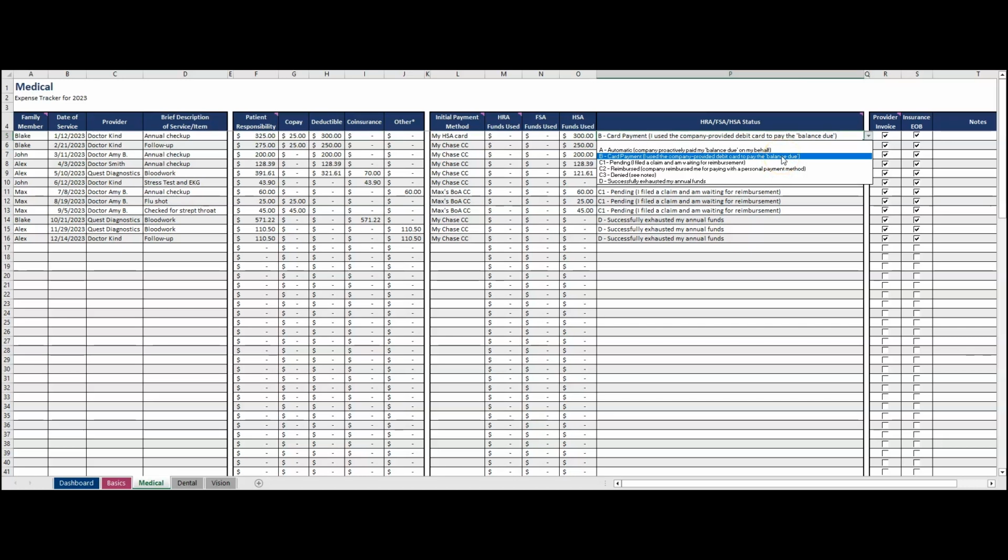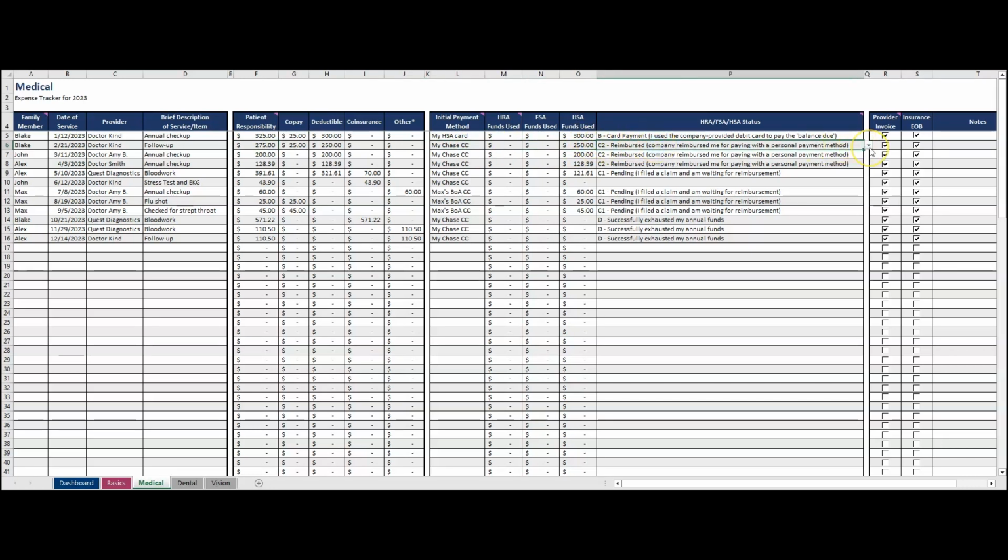B, card payment. If your pre-tax account administrator provides you with a debit card to use to pay for expenses, you can select this option, and you don't have to submit any claims because you've already used your HSA funds by using the debit card to pay for it. In the second example, for $275, they didn't have their HSA card on them, so they used the Chase credit card, but they'd still like their HSA funds to be used.